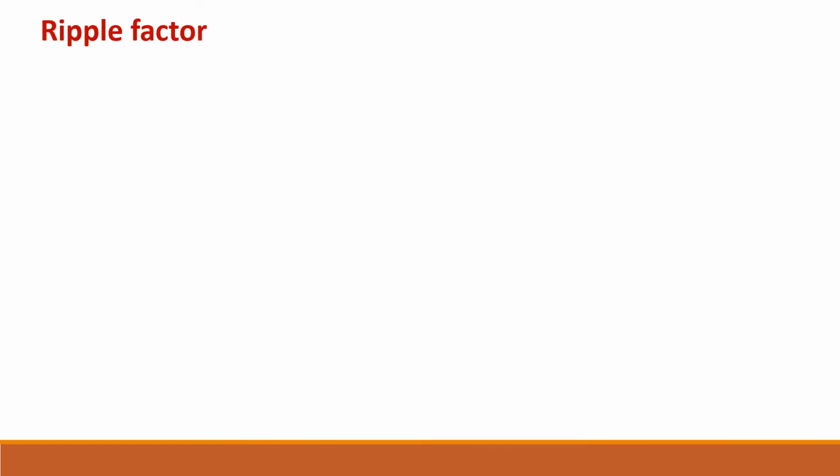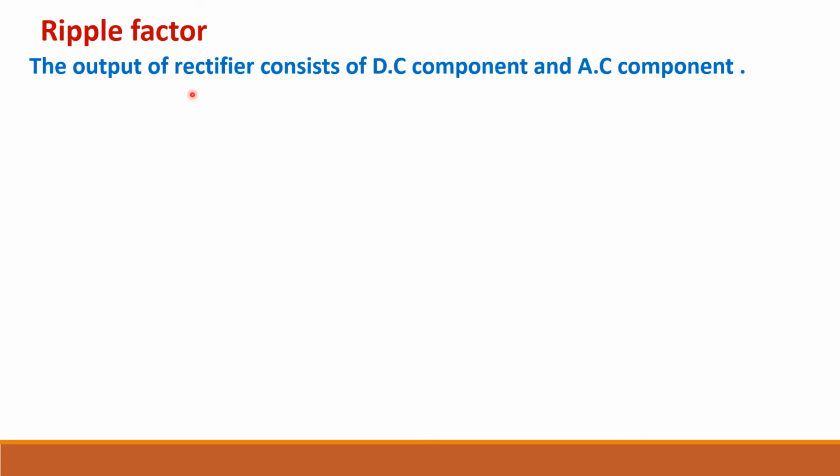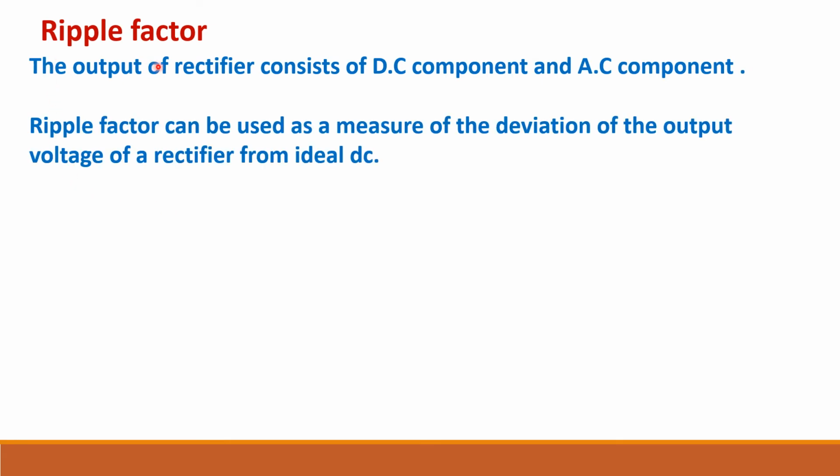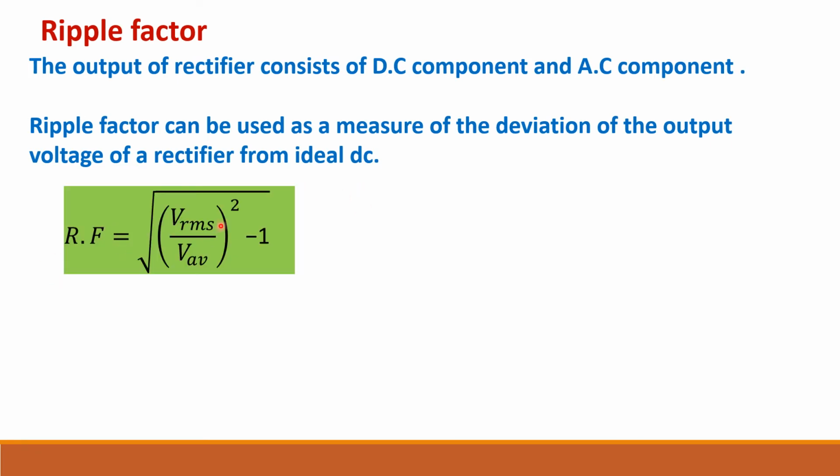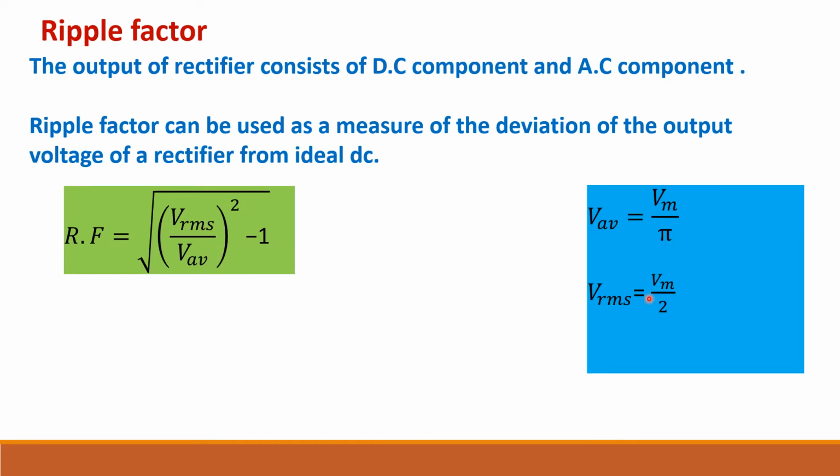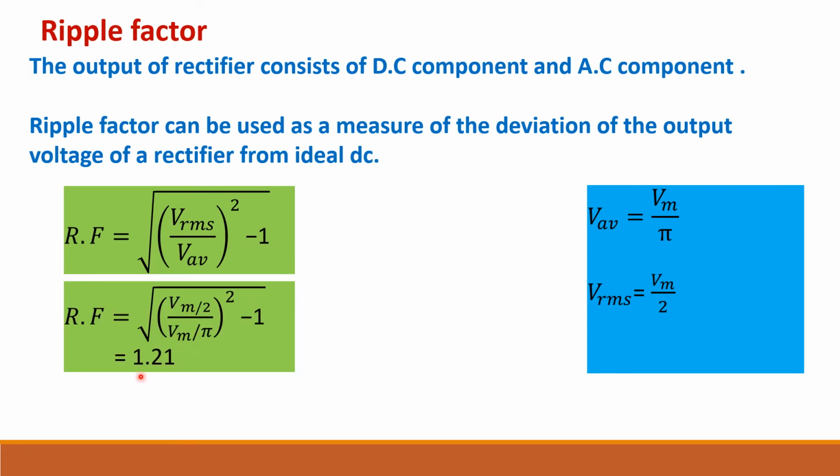We have already seen the output voltage waveform of a rectifier. It is not pure DC, it consists of an AC component also. So ripple factor is a term used to measure the deviation of the output voltage from an ideal DC value. So ripple factor is given by this formula. We have already derived the RMS and average values. So substitute these values, we will get around 1.21. This indicates that the ripple factor is very high, or the output voltage is not a pure DC waveform. So this rectifier is rarely used.